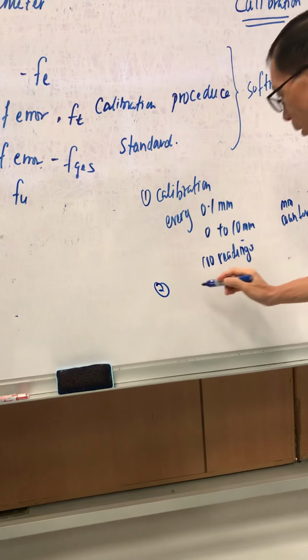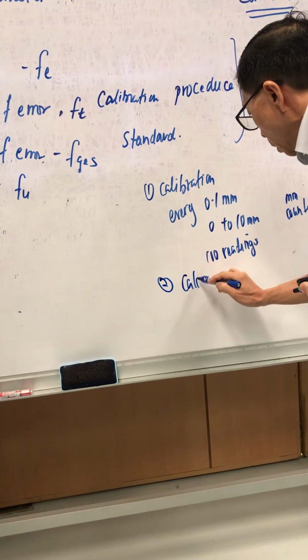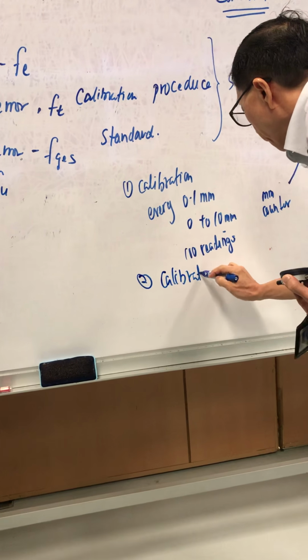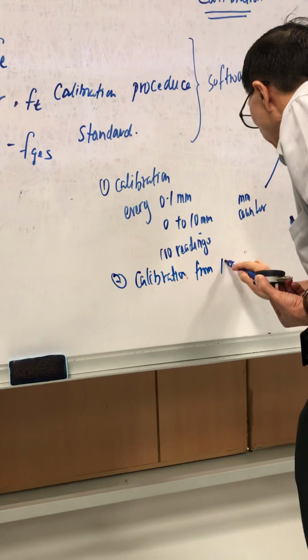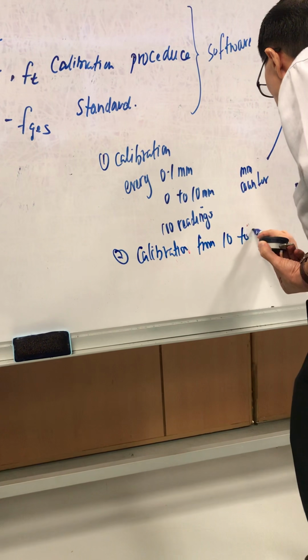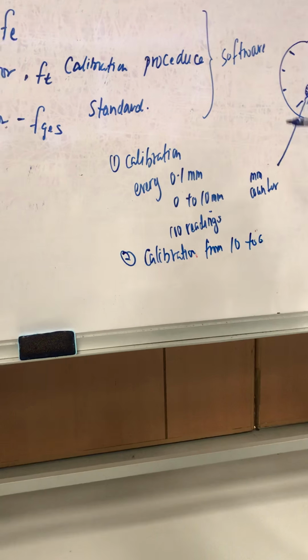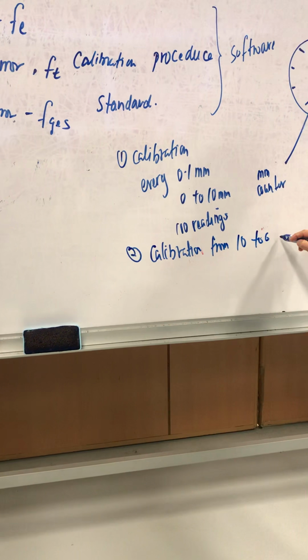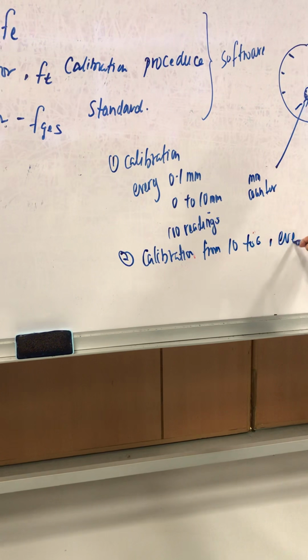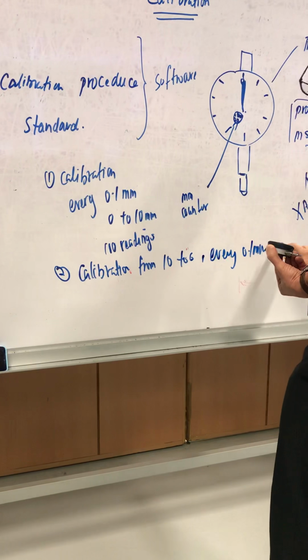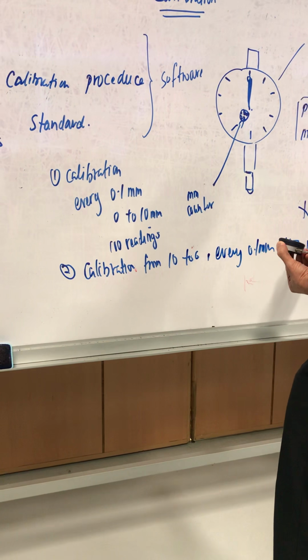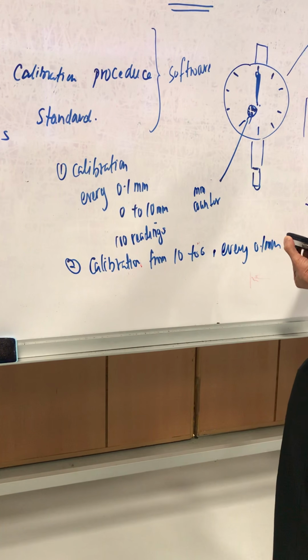from 10 mm to 0, the other way around. Again 100 readings, every 0.1. Another 100 readings. So how many readings already? 200.